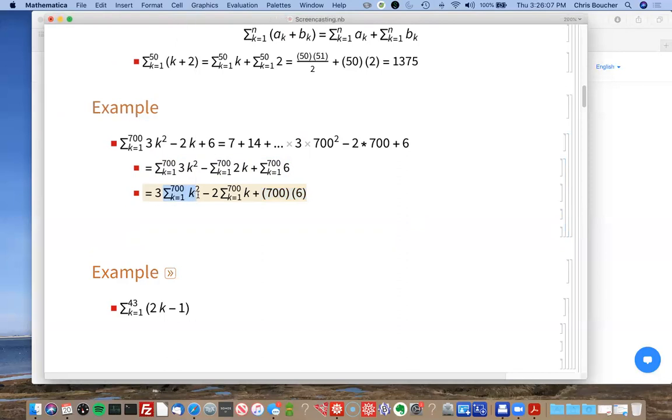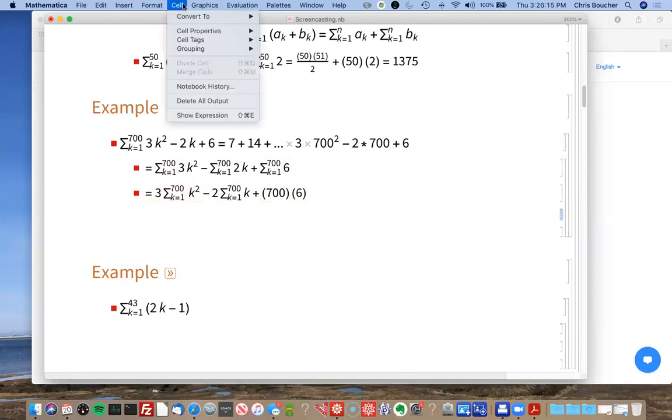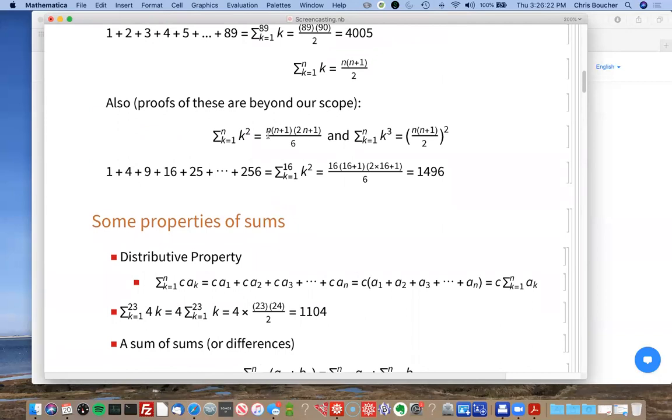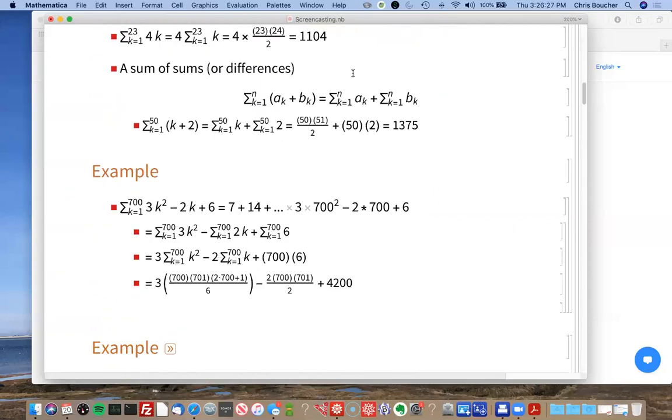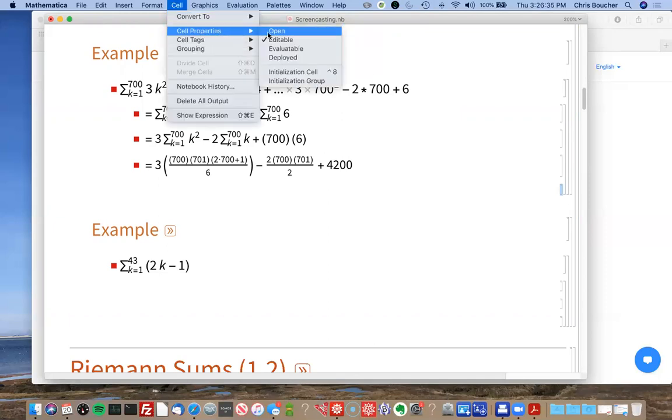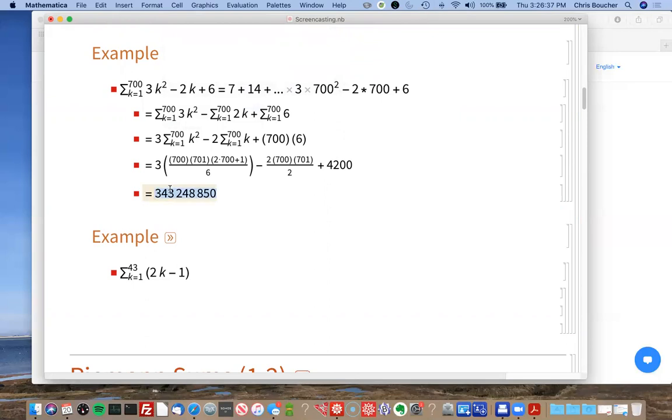Well, this is the sum of the first 700 squares. This is the sum of the first 700 integers. There are formulas for those. I can go look them up and plug the 700 in, and this is what happens if you do that, right? So I've just taken those formulas from up above. Here's one, this is the one for the squares. Here's the other one for the first 700 integers. Plug in 700, and I get something now that I can do on a calculator without too much trouble. And I come up with this, right? 343248850.